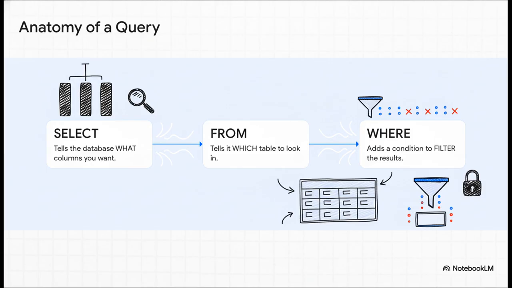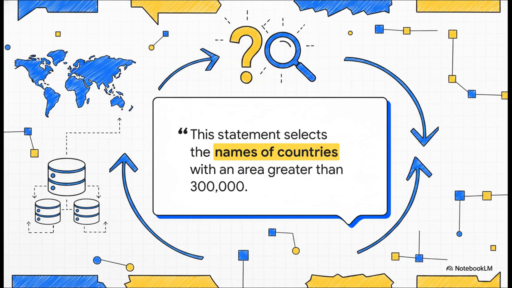The select part says what you want. In this case, just the country names. The from part says where to look, the country table. And the where clause is your filter. Only show me the ones where the surface area is bigger than 300,000. See? It's a clear, logical request. That's the beauty of it. But we can do so much more than just simple filtering. We can start asking even smarter questions.